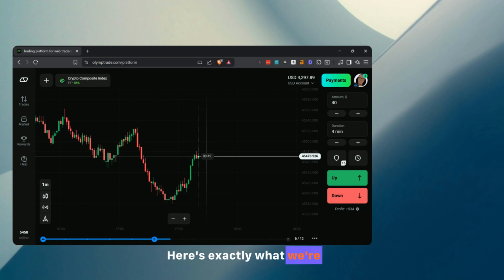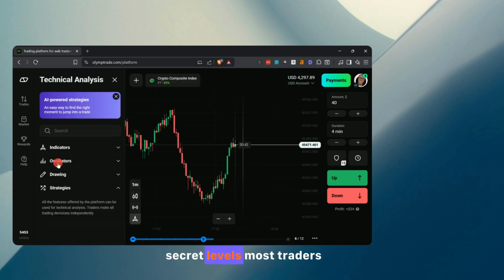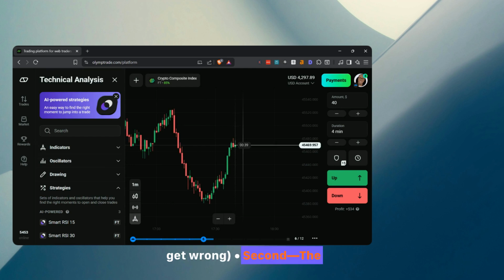Here's exactly what we're covering. First, how to set up RSI on Olymp Trade to spot overbought and oversold conditions like a pro, including the secret levels most traders get wrong. Second, the MACD setup that reveals trend changes before they happen, plus the 1 signal combination that's practically money in the bank.